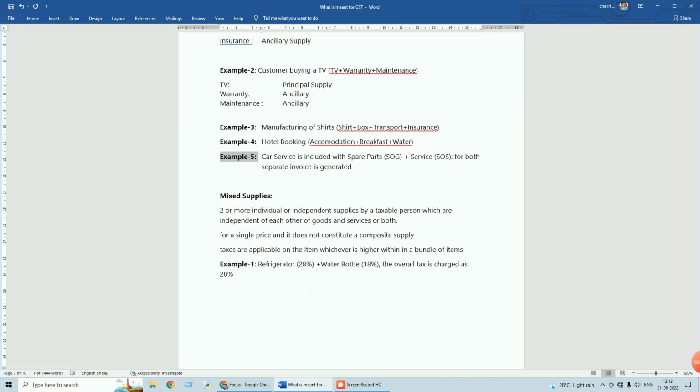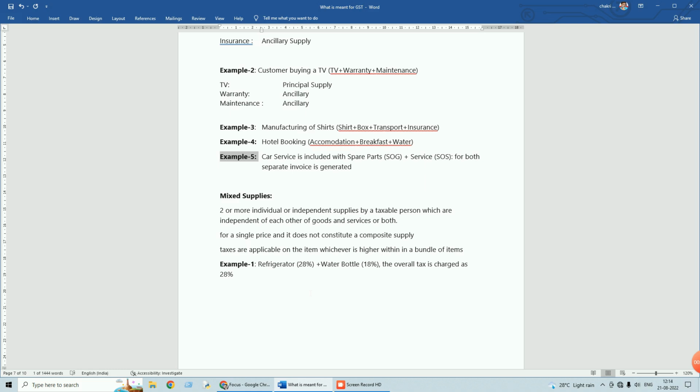That means taxes are applicable on whichever item is higher within a bundle of items. I will give you one example. Okay, we are buying a refrigerator. Along with the refrigerator, now the provider is giving water bottles. Now when you see the electronics industry, they charge 28%. Now when you see water bottles, if you buy separately outside, it is 18%. So what he does is, water bottles are given with the refrigerator.